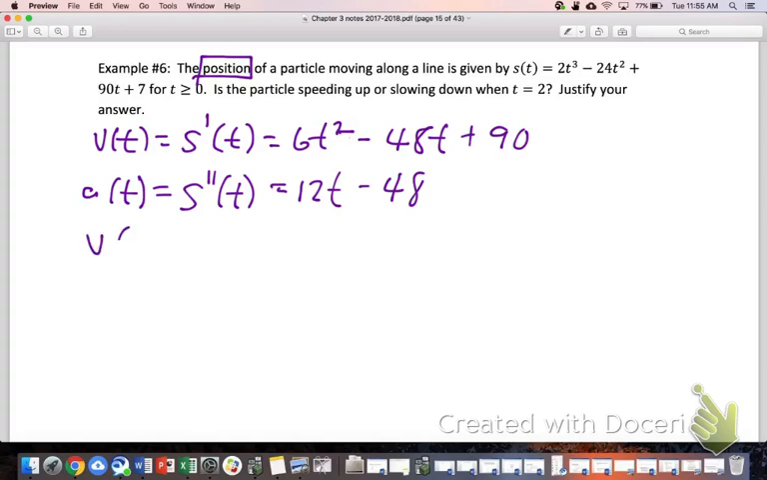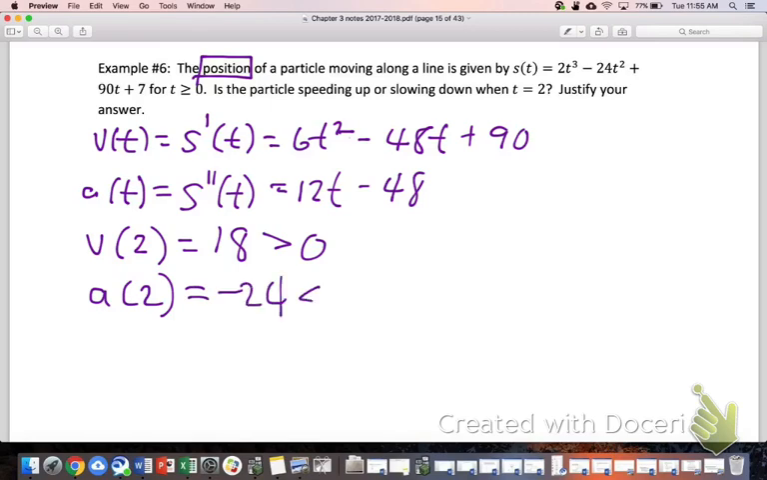So v of 2 then would equal... What do you get? 18, yes. V of 2 equals 18. 18 is an important number. We want to be accurate, but what's the most important thing about 18? It's positive, yeah. Okay, then we look for a of 2. A little bit easier. That's negative 24. Most important thing about that number is that it's negative.